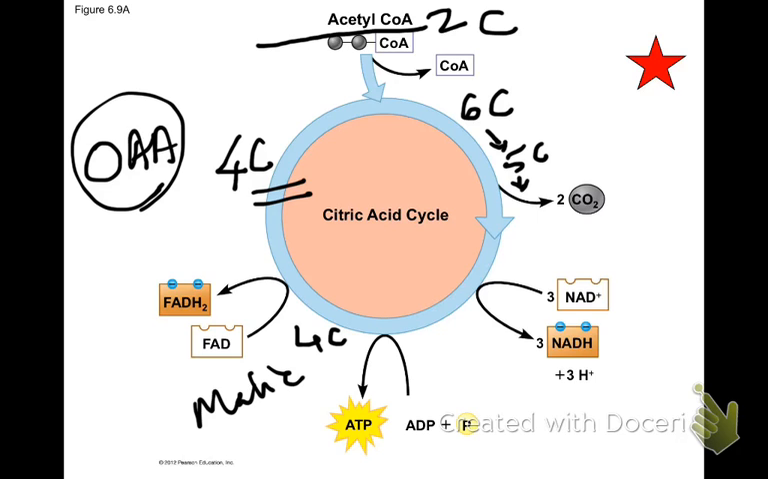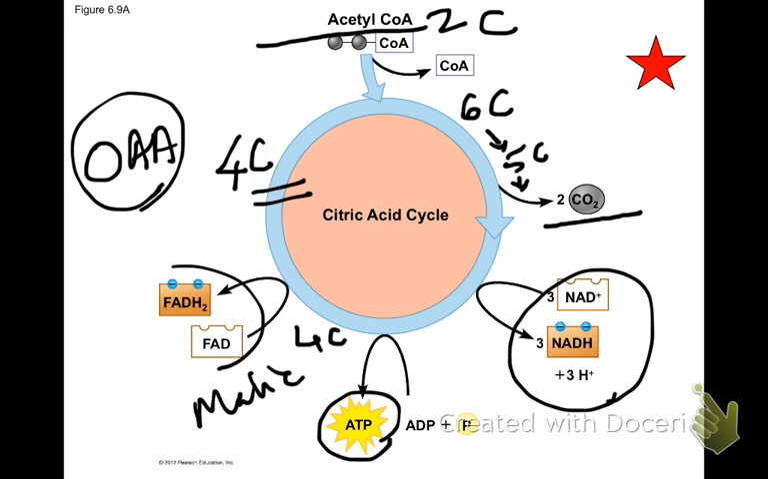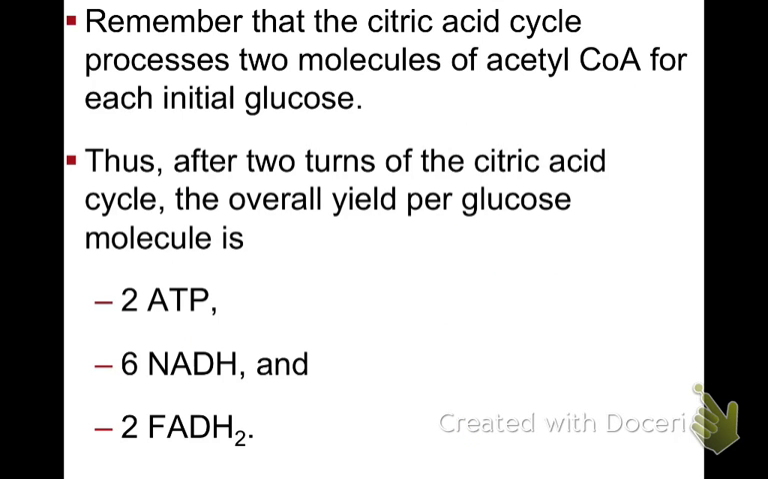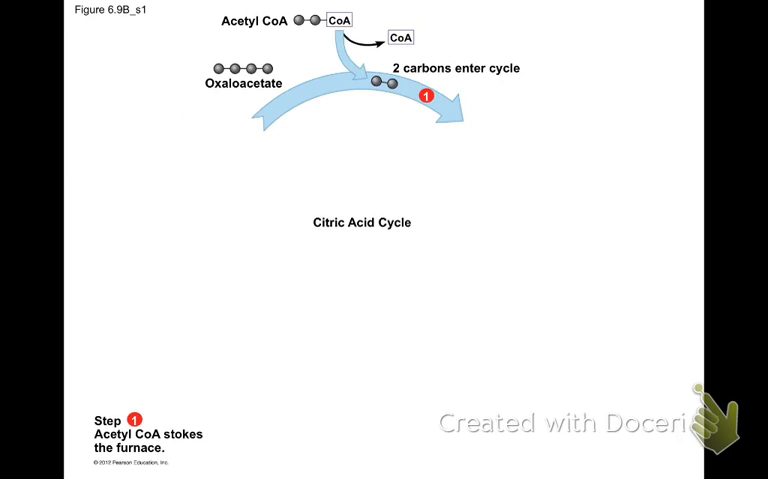Okay, so per turn of the Krebs cycle, I get 2 carbon dioxides out, 3 NADH and H plus, 1 ATP and 1 FADH2. Okay. And if there are 2 turns of citric acid cycle, to explain for the complete breakdown of 2 molecules of acetyl coenzyme A, I would get in the end 2 ATPs, 6 NADH and 2 FADH2. Okay, so that's what he's trying to say in this.